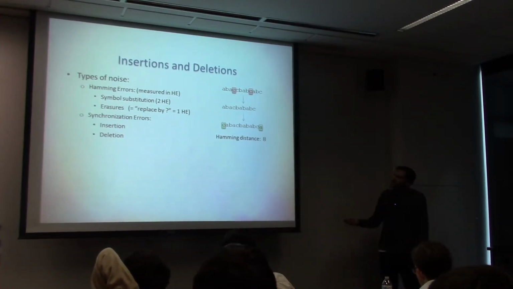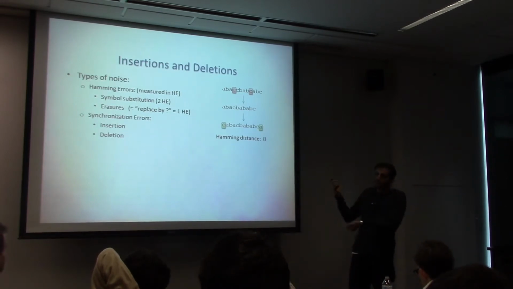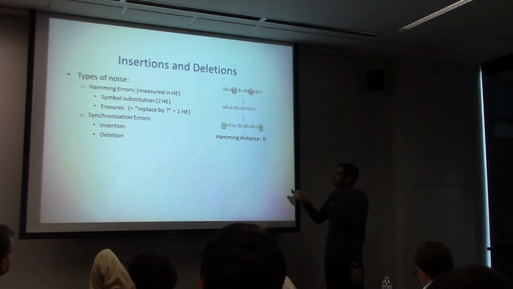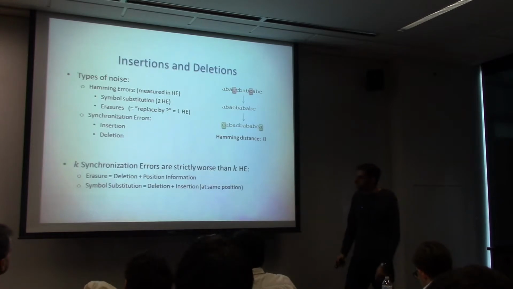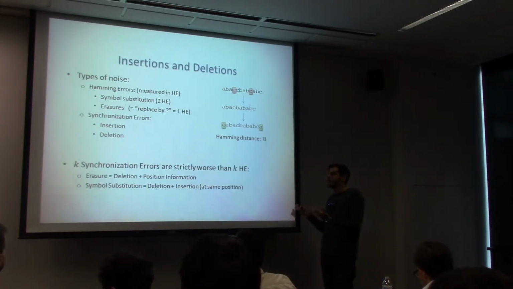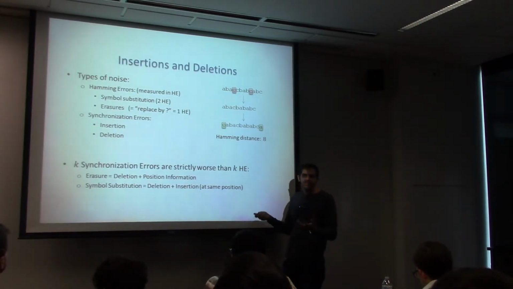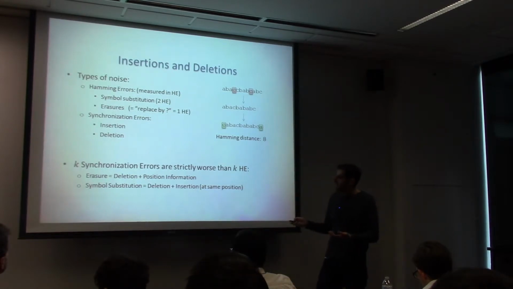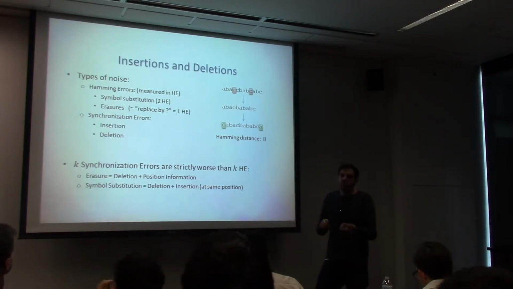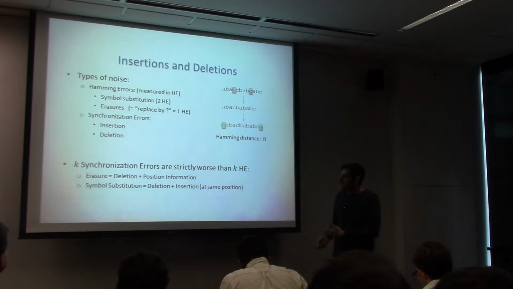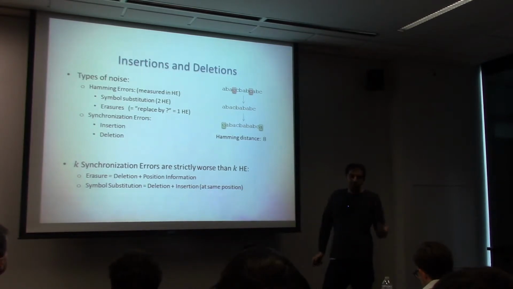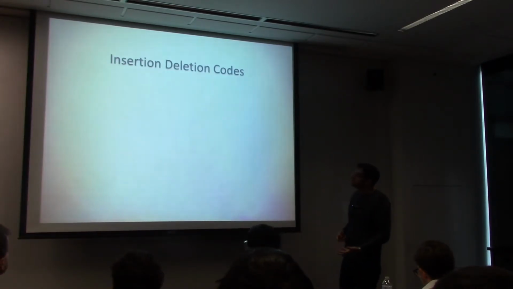And the point is, even a small number of insertions and deletions can shift everything around and end up with a really large Hamming distance. So these synchronization errors are really harder than Hamming errors. In fact, you can see that they are strictly harder, because an erasure is a deletion plus knowing where that deletion has happened, and a substitution is a deletion and insertion in the same position.